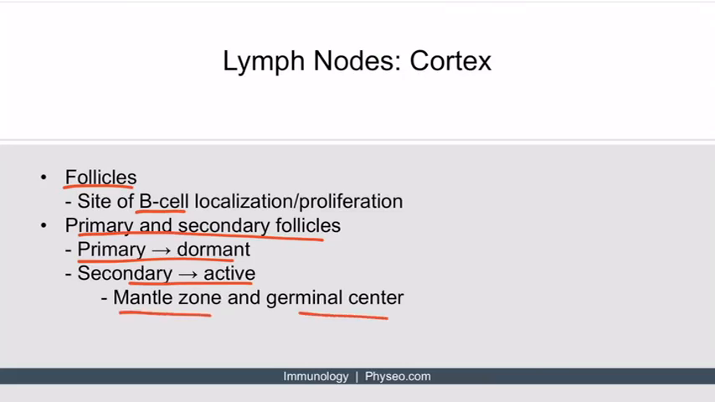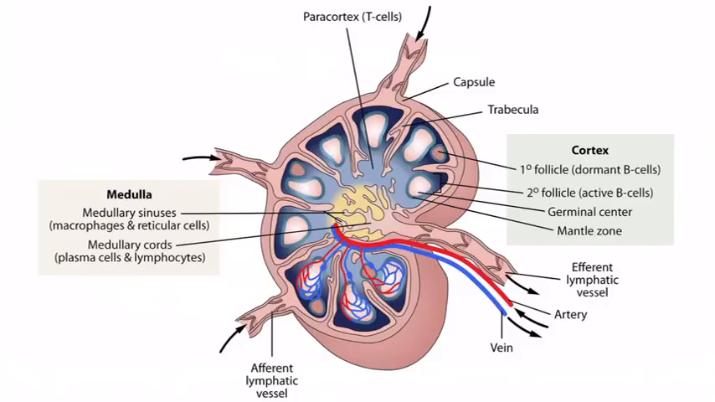The mantle zone contains resting and memory B cells and is associated with mantle cell lymphoma. The germinal center is an important area where somatic hypermutations occur. This is a topic we'll cover in more detail in a separate lecture, so don't worry about it at this point. From the image, we can see the primary follicle, secondary follicle, germinal center, and mantle zone. Again, notice that these are all part of the cortex.